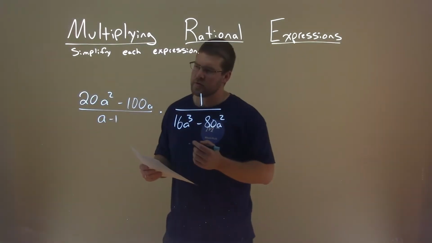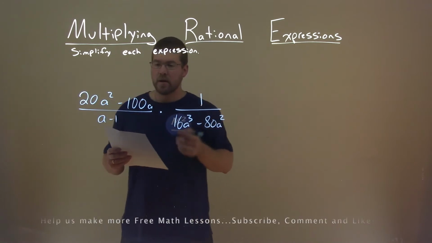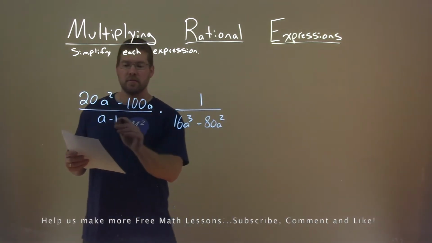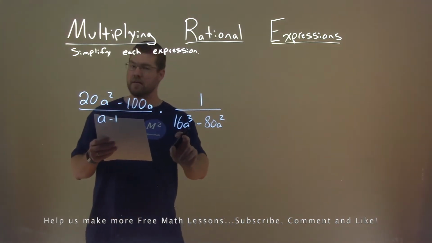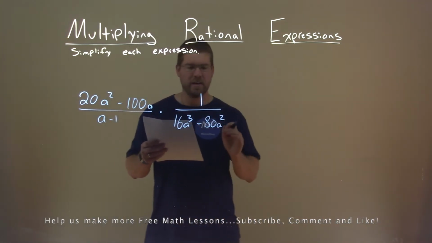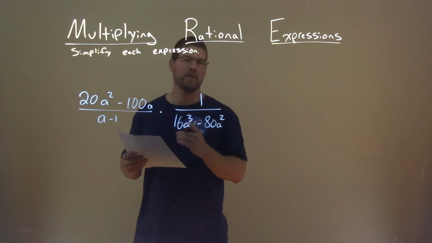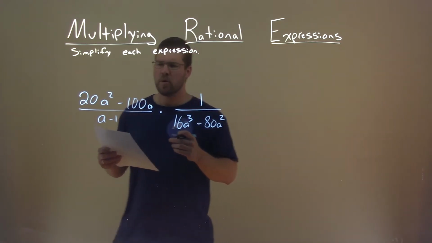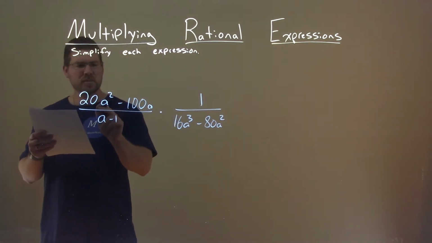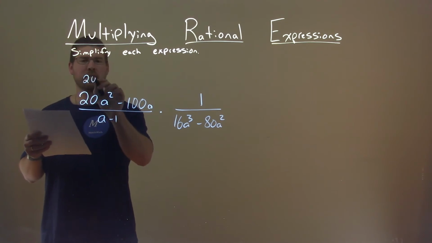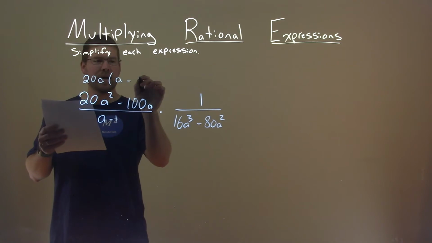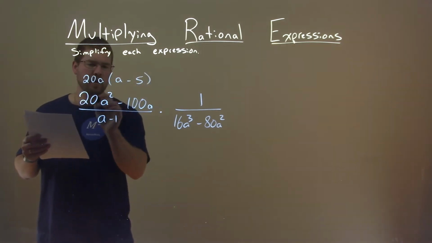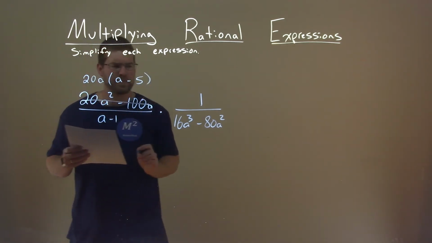We're given this expression right here. 20a squared minus 100a divided by a minus 1 times 1 divided by 16a to the third power minus 80a squared. And we will need to simplify this expression. Well, this numerator up here, I can see a 20a in both parts. So if I pull out a 20a, I'm left with a minus 5. So replacing that, let's cross that out.